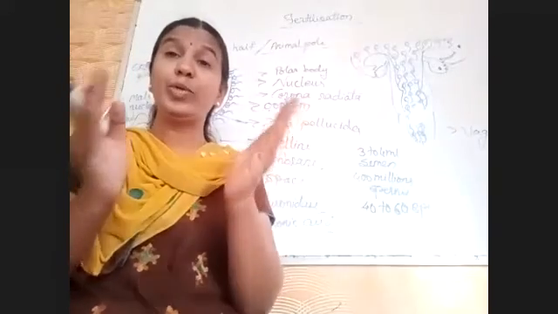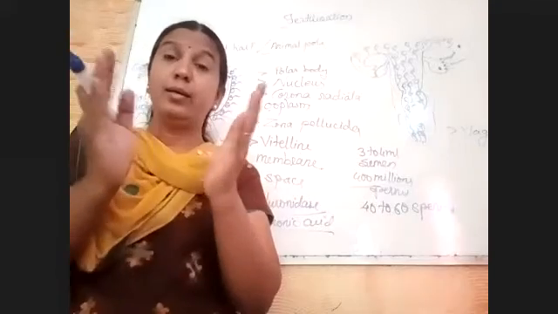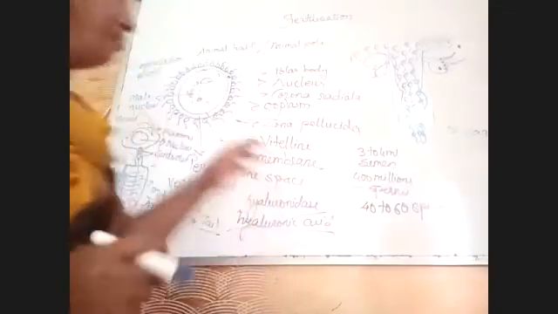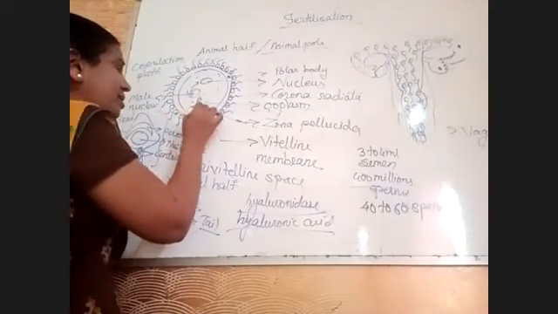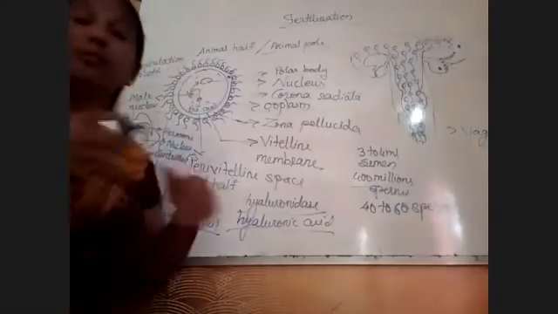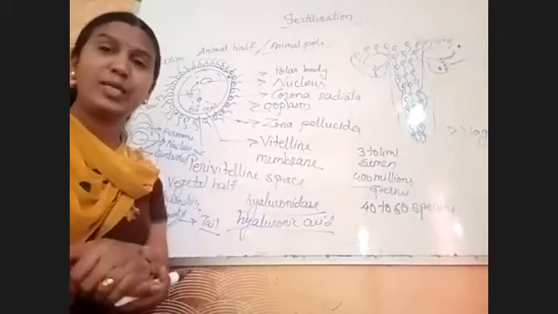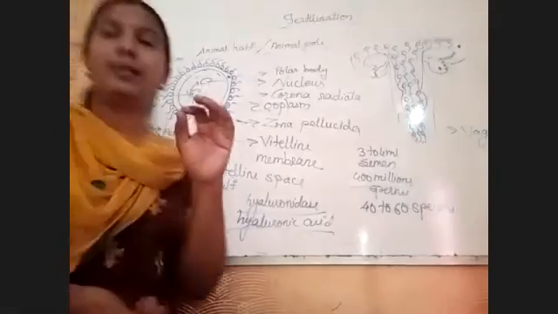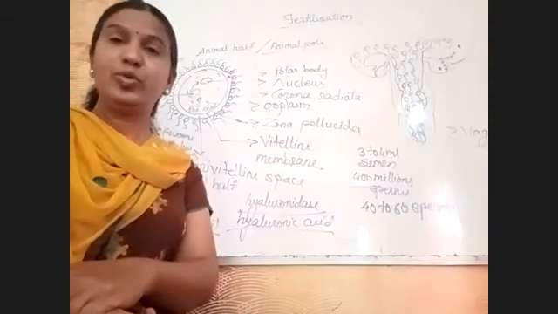Both the male nucleus and the female nucleus will get combined, and the chromosomes present in the male and female nuclei will undergo spindle formation on this proximal centriole. The exchange of genetic material takes place, and in this way a single cell is formed, which is called the zygote.